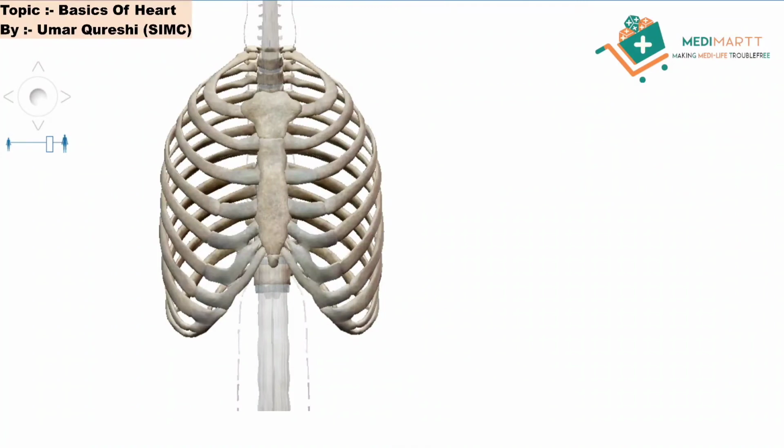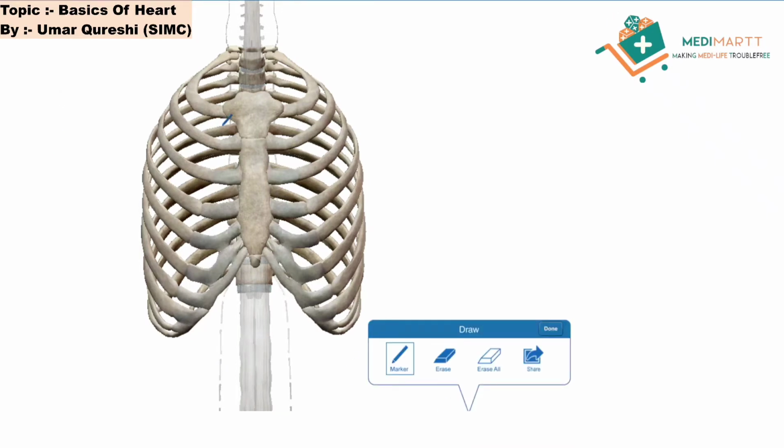So let's start. As you all can see, this is the thorax, or the thoracic cavity, or the thoracic cage you can say. The thorax presents an osteocartilaginous, elastic and conical cavity. Now what is osteocartilaginous? Osteocartilaginous means it is composed of the bones and the cartilage.